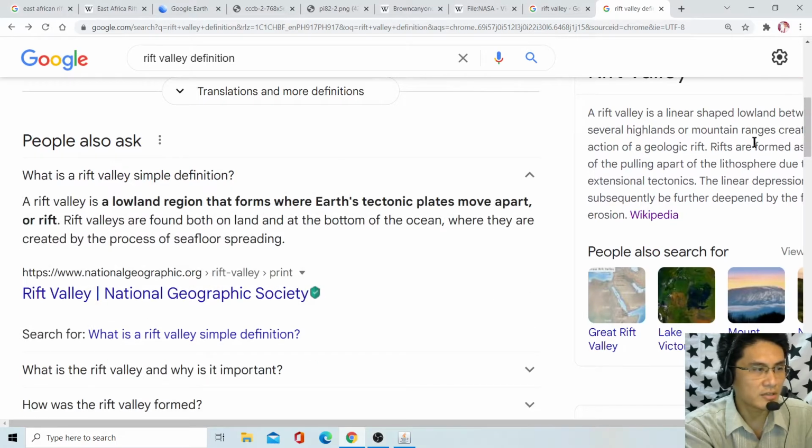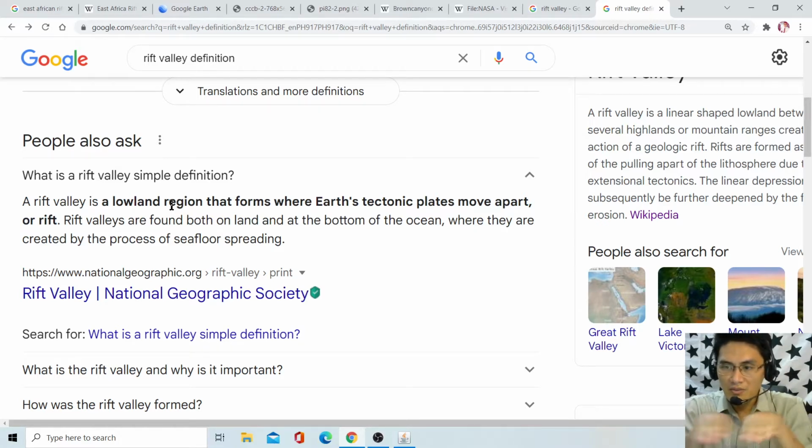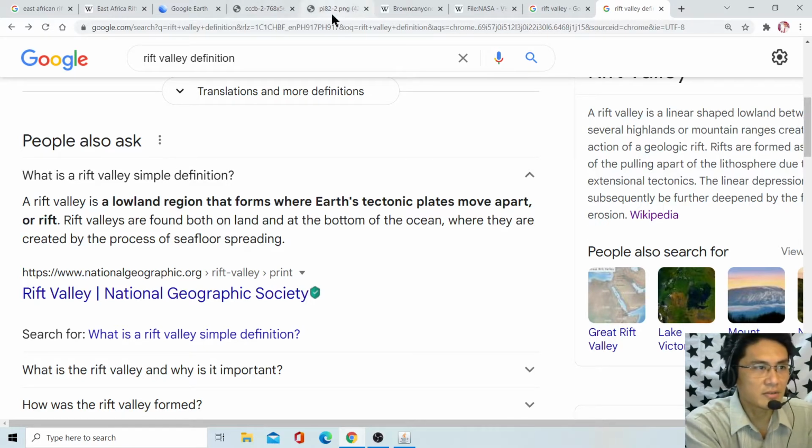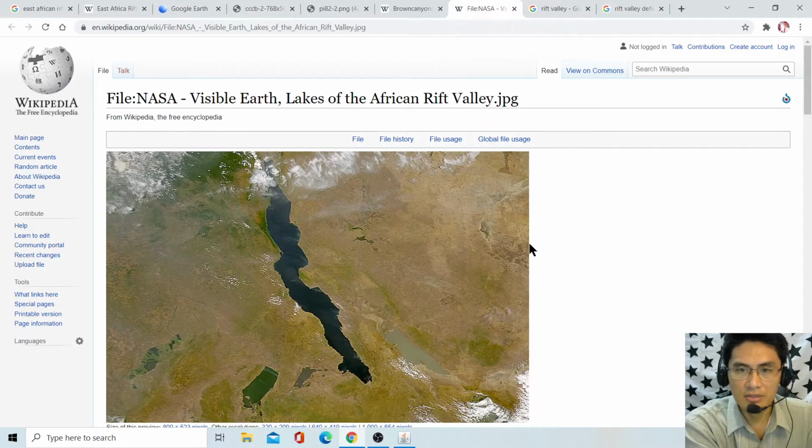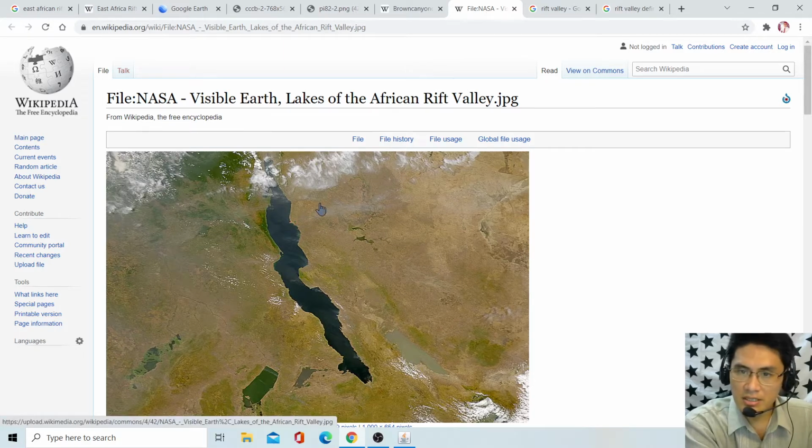or a simpler definition. So it says it's a lowland region that forms where the Earth's tectonic plates move apart or rift. Okay, so the rifting means the moving apart of plates. So therefore, in the real world, we can see rift valleys via these pictures here. So this is a satellite image of one of the places in Africa. So we call this the African Rift or the East African Rift system.